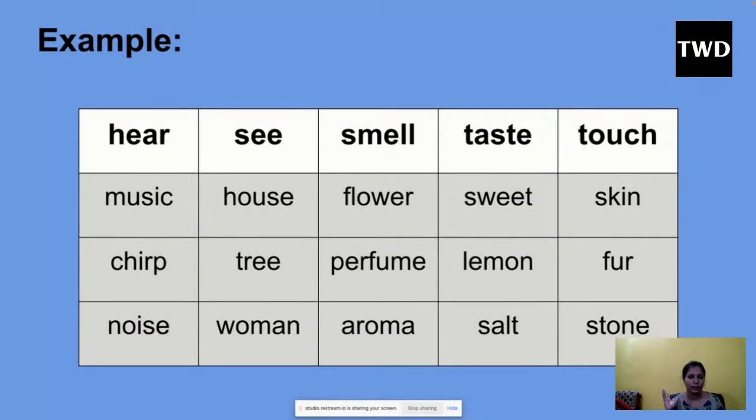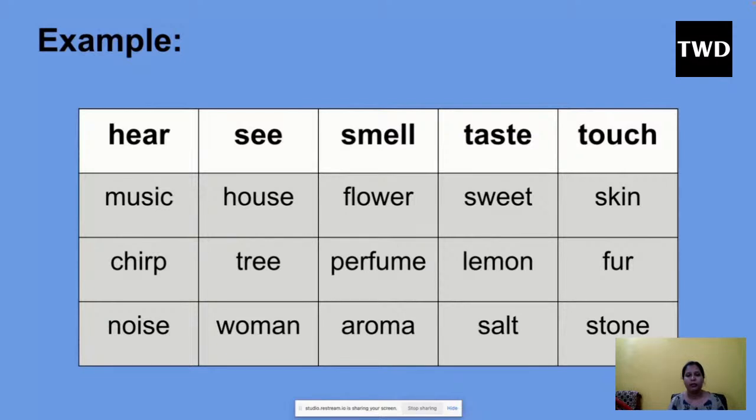For example, here, can we hear a music? Yes. Can we hear the birds chirping? Yes, we can. Can we hear somebody making noise? Yes, we can. In the same way, can we see the house, tree, woman, and so many other things? These are only a few examples I have got, but we can see so many things, isn't it?